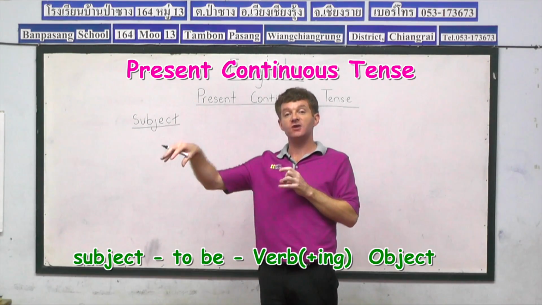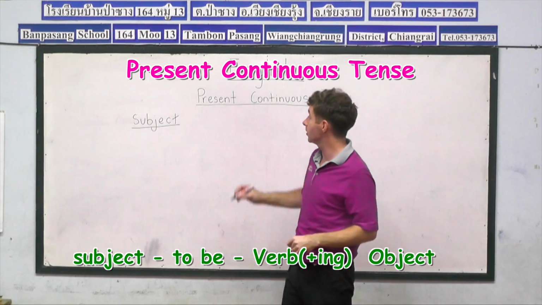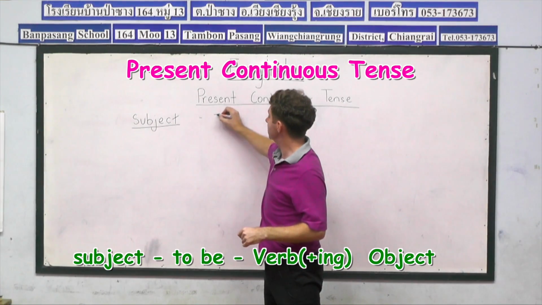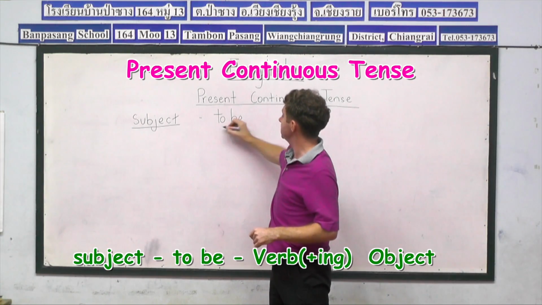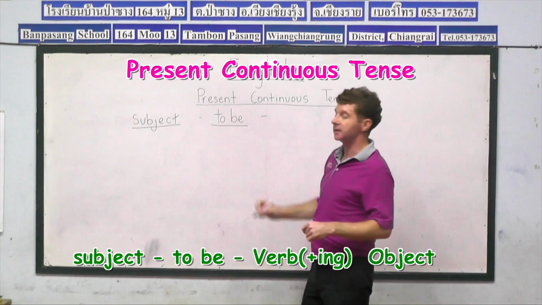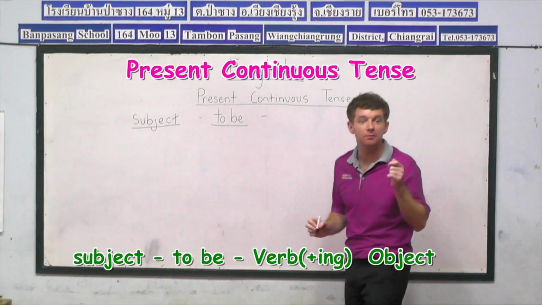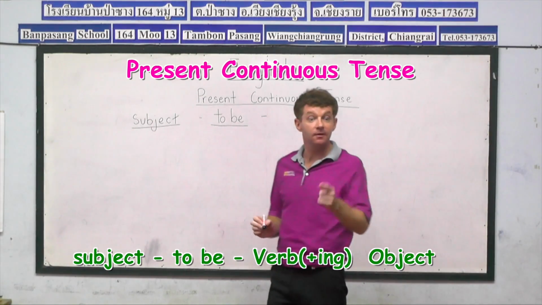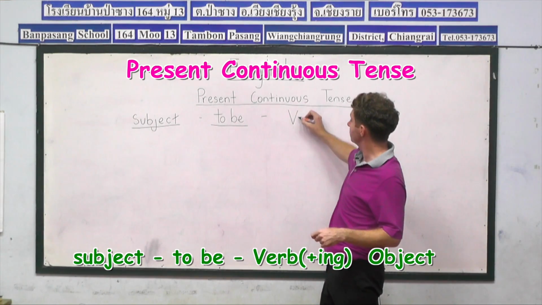And then the next one was verb to be. Remember, we had to check which subject we use for the correct form of verb to be. So let's write to be. B-E. To be. And then, does anybody remember the next word beginning with V? The action word. Verb. Yes, the next word was verb.